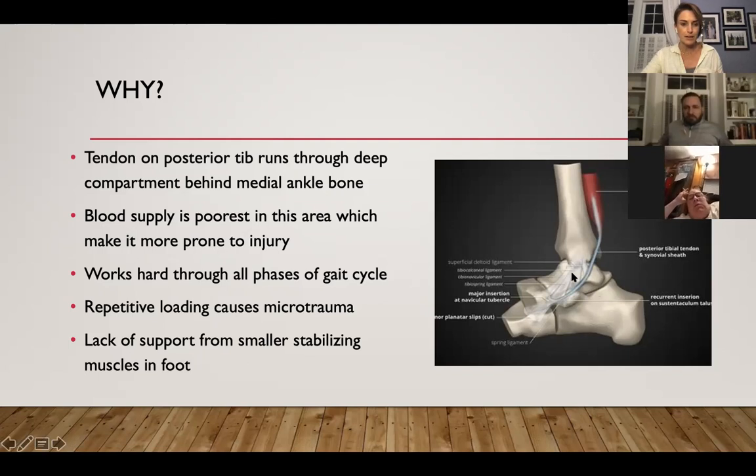And like I said earlier, it works through all the phases of gait, so it's working extra hard. The repetitive loading causes micro trauma, and because of the lack of blood supply, it's harder for it to heal. Another reason, if I go back to the shoe journal club lecture I did before, is that because of the way shoes are, the little muscles in the foot, the foot intrinsics, oftentimes aren't working as well as they need to, because in our modern shoes they don't really have to. And so this muscle doesn't get the backup from those little muscles in the foot, so there's more stress on this tendon.